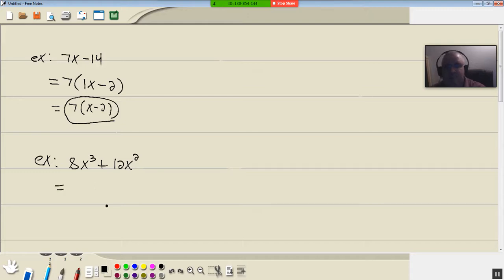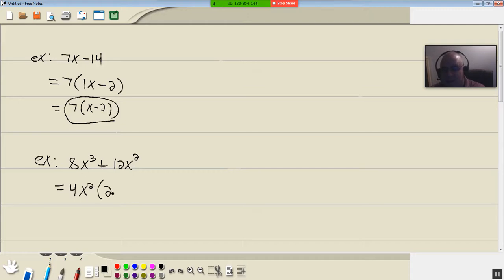Now let's take a look at this problem. Same concept, the GCF. If I look at the numbers, I've got 8 and 12. The largest number that divides into both of those is 4. I'm going to bring a 4 out. Now when you have x to a power and x to a power, you want to bring out the most x's you can, but you can't bring out 3 x's if this one only has 2. So it's always one of the smallest exponents. So we'll bring out 2 x's.